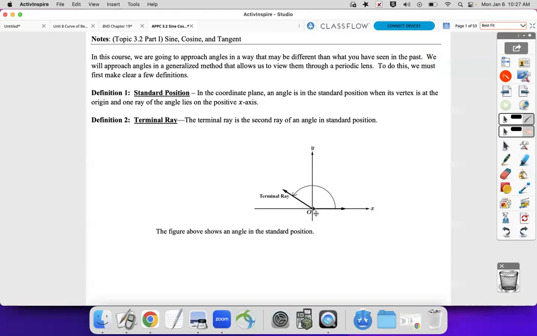You can see that the vertex is at the origin, and one ray of the angle lies on the positive x-axis, and the terminal ray is the second ray of the angle. So you would measure it from the x-axis to the terminal ray. This is what we call counterclockwise, and this is usually what we call positive. If we go the other direction to get to the same ray, we're in the same position, but now that angle is clockwise, and we consider those angles negative.